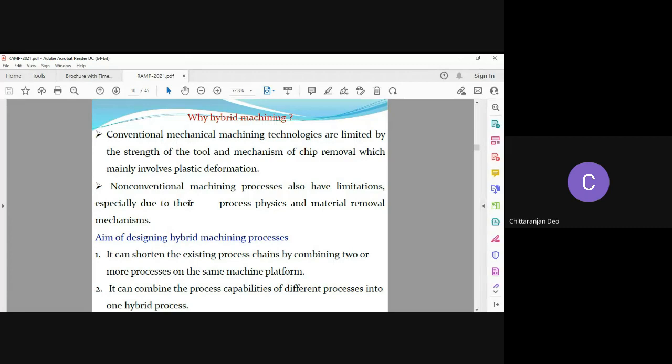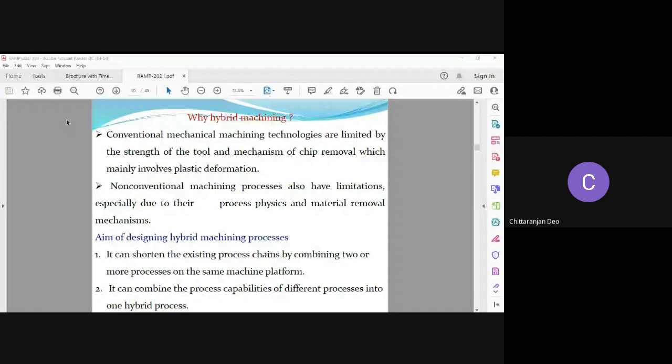So the aim of this hybrid machining process is that it can shorten the existing process chain by combining two or more processes on the same machine platform. It can combine the process capabilities of different processes into one hybrid process. These are the main aims of this hybrid machining process.